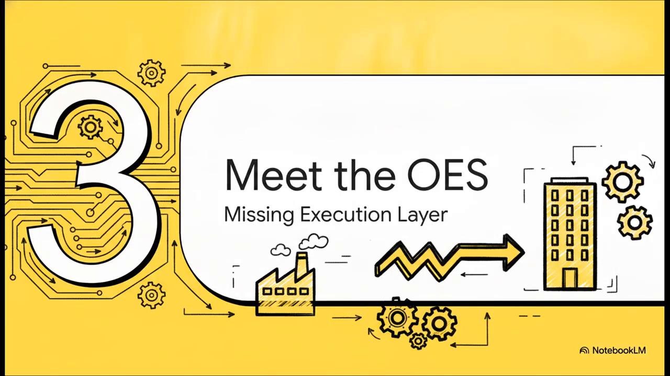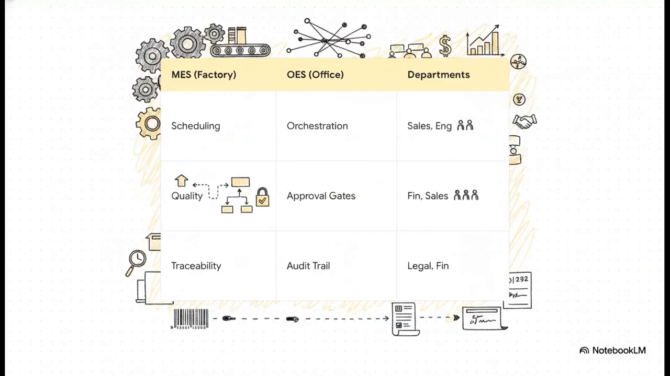All right, section 3, meet the office execution system. According to John Cashotte's material, the Office Execution System, the OES, is designed to swoop in and be that missing execution layer for all these non-manufacturing functions. It literally translates factory floor logic directly into the corporate environment. It's so cool to see how perfectly these concepts map over.